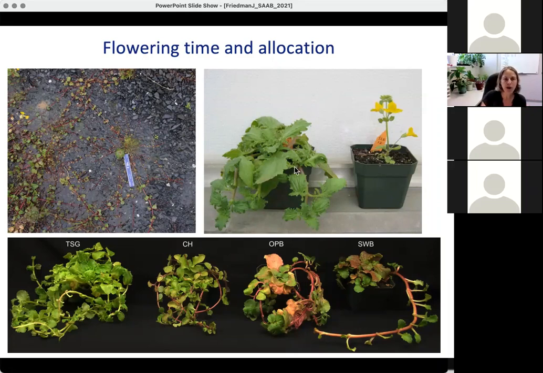But also, perennials make these stolons, these above ground runners that facilitate clonal growth. And that's what really allows these perennials to persist for multiple generations. So they spread clonally in the environment. And you can see in this photograph on the bottom of four different perennial populations that there's a lot of variation in stolons, even within the perennials.